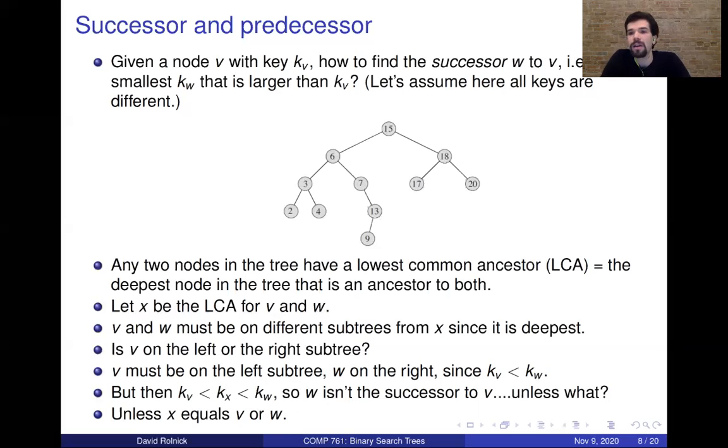And X would have a key between V and W. Does that make sense? So X equals V or W, so one of V or W is an ancestor of the other one.